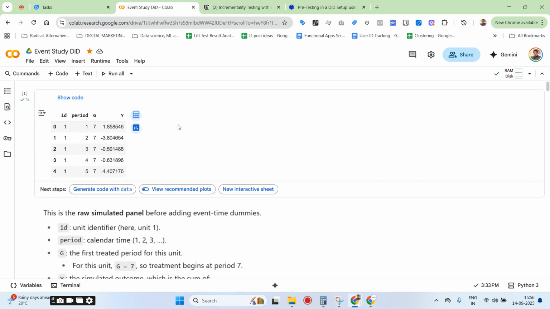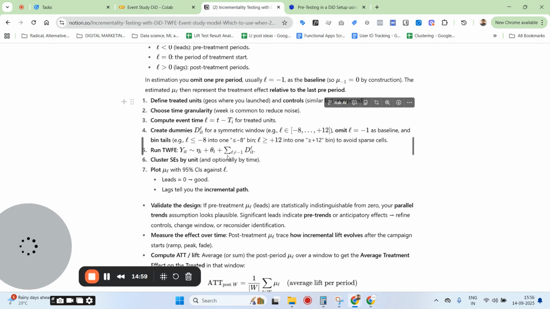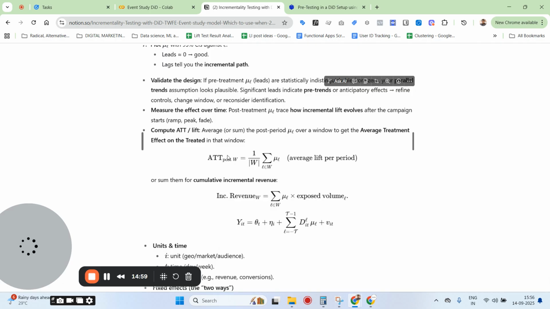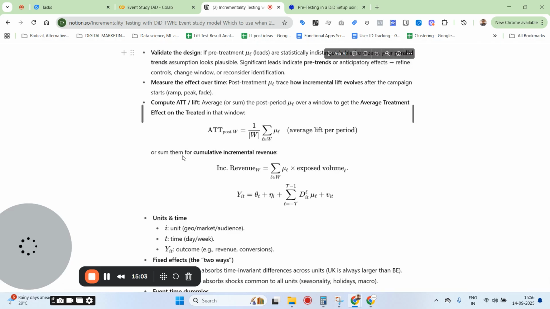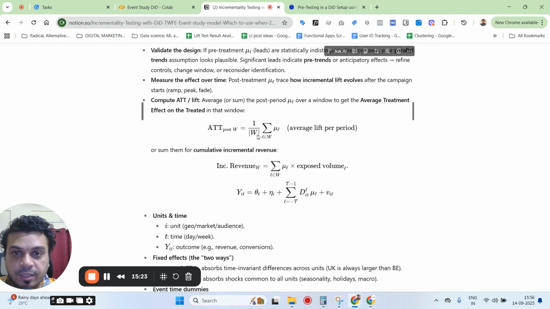But I'm going to jump into that in a second. In the meantime, I'll show you also a couple of other things. For instance, if you want to figure out the average treatment effect on the treated, this is how you can do that. You just take the summation of the treatment effects, which is mu of L, and then you divide it by an absolute value of the different weights. Okay, so once you do that, that's when you get the average treatment lift per period.